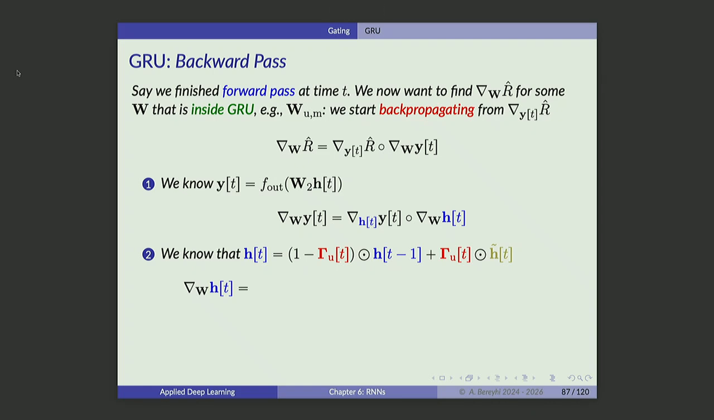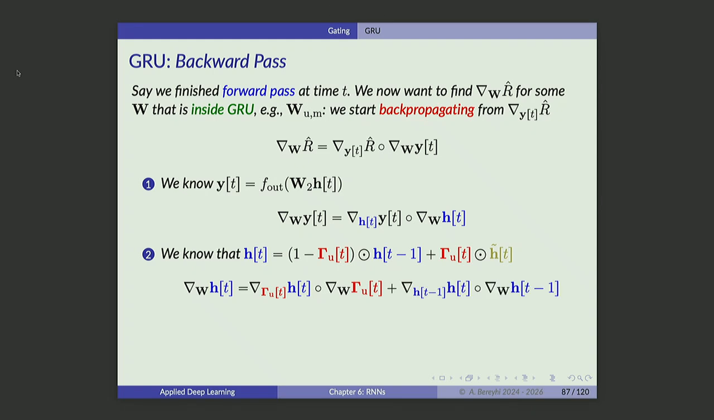Maybe I am looking for one weight inside the gate. What should I do? My hidden state is written in this form, so I write it down again by the chain rule. I say the derivative with respect to the gate, times the derivative of the gate with respect to that weight.